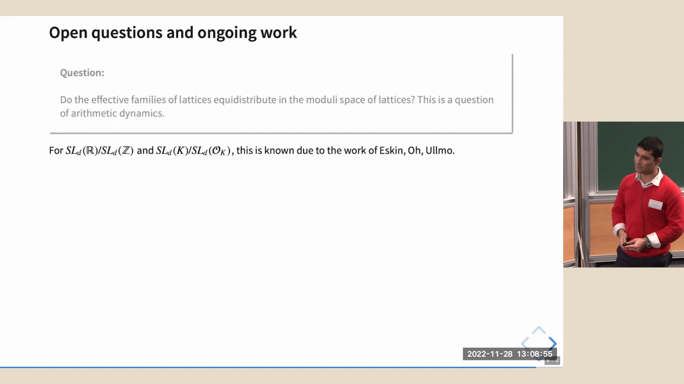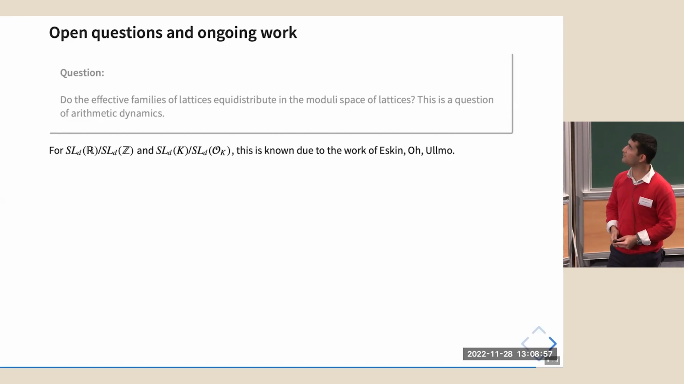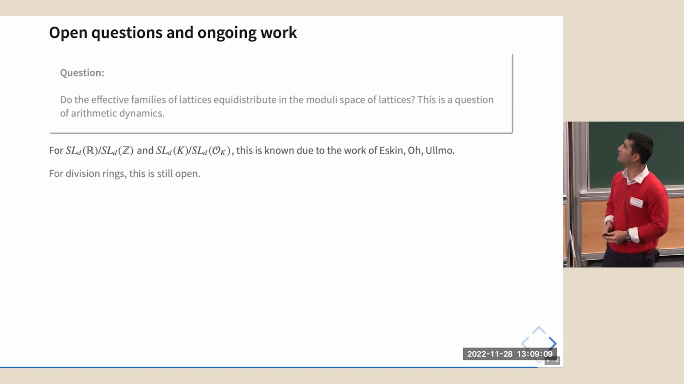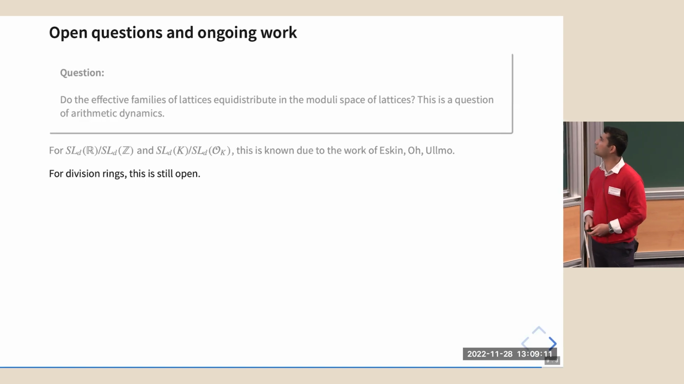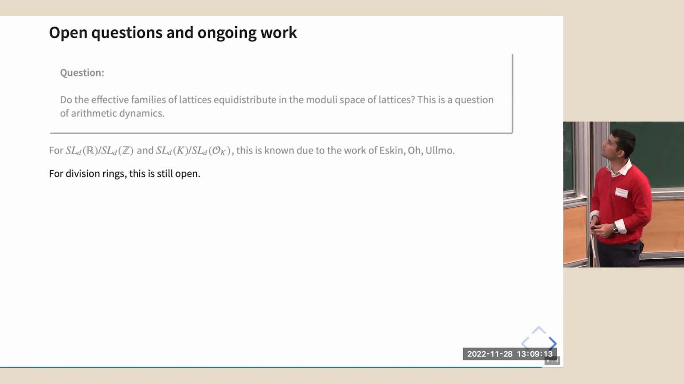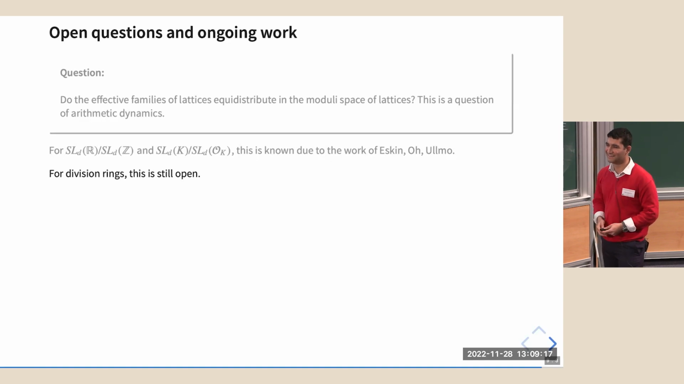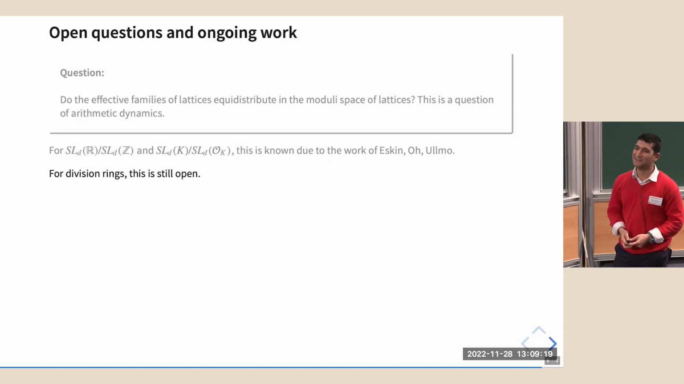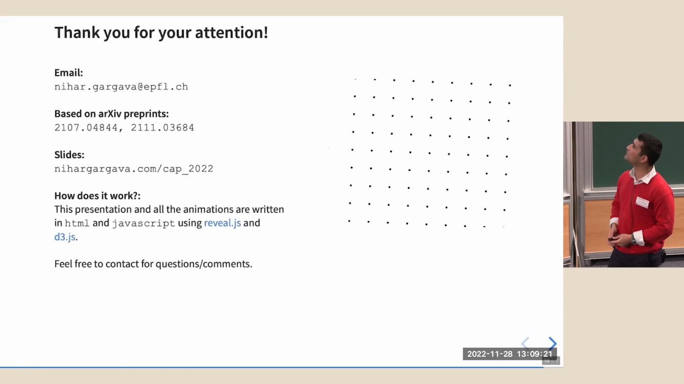It uses the full spectral theory of these homogeneous spaces, and it is a very much celebrated result in arithmetic dynamics. For division rings it's still open, and I have no clue where to begin because the spectral theory is non-existent. All right.